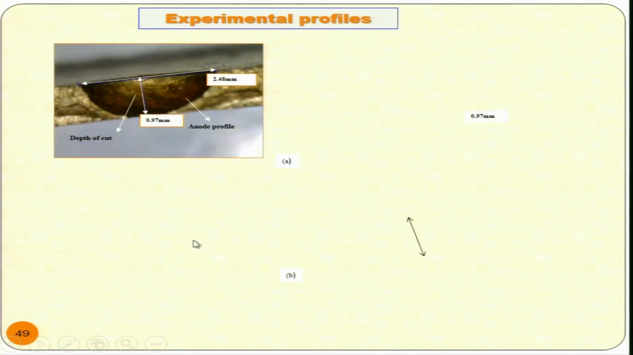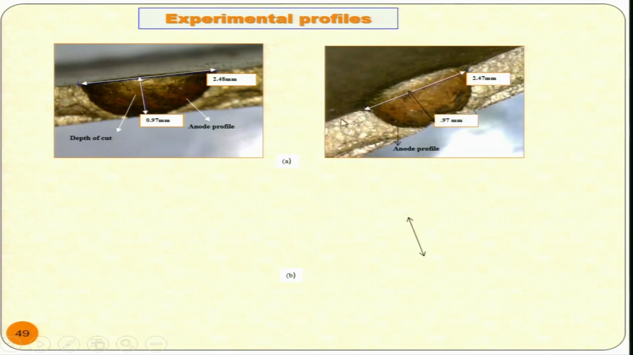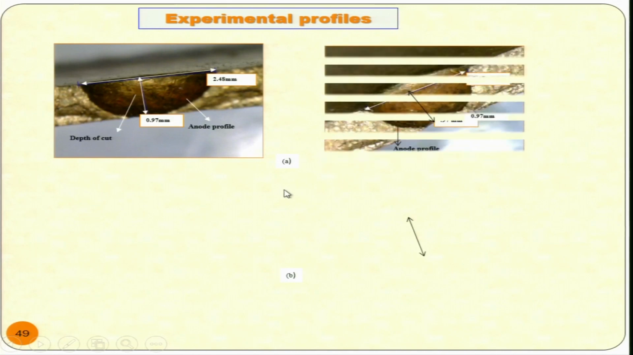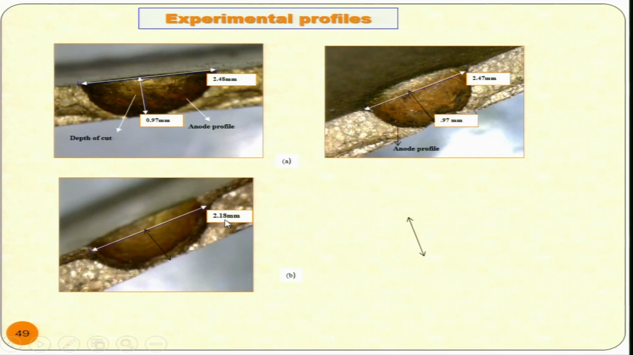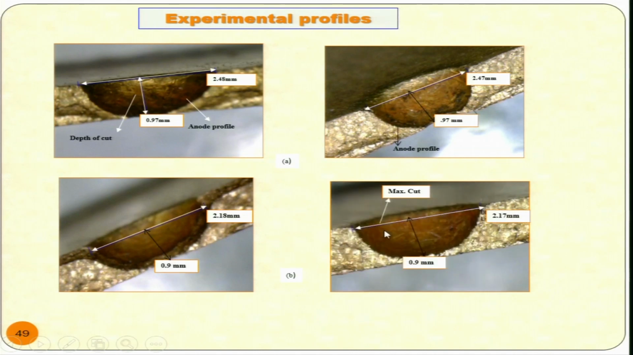Experimental profiles, you can see here the experimental profile for the blind hole that has been made, that is 970 micron, this is 2.48 millimeter length. Another picture, same one. You can see here this is 2.18, this depth is there, 900 micrometer, and this is a maximum cut. So you can see you can achieve micro cavities or micro dimples using electrochemical micromachining very easily.